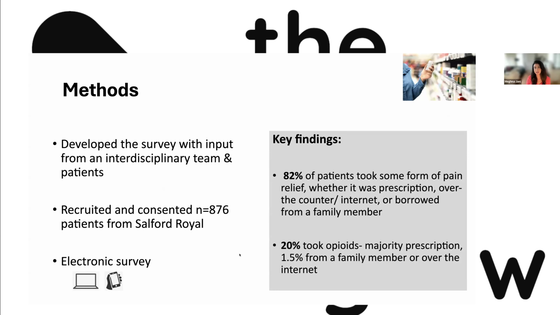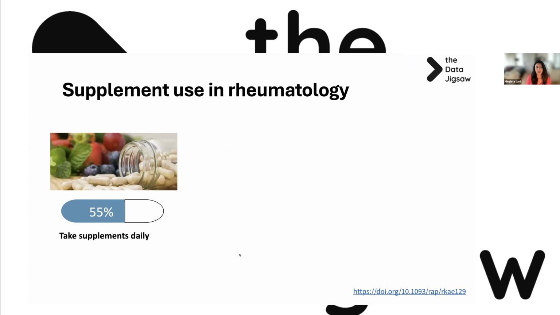And so some of the key findings were that we found that 82% of patients took some form of pain relief, whether it was prescription, over the counter, or borrowed from a family member. And of these, 20% took an opioid. So the majority of these were prescription, but 1.5% of patients borrowed these from a family member or took them from over the internet. In terms of supplement use in rheumatology, the majority of our patients, 55%, took supplements daily.